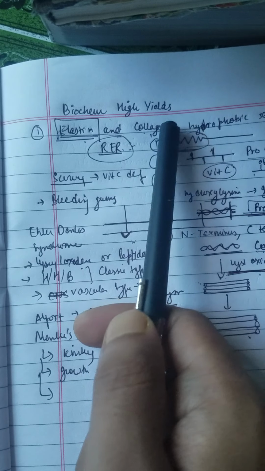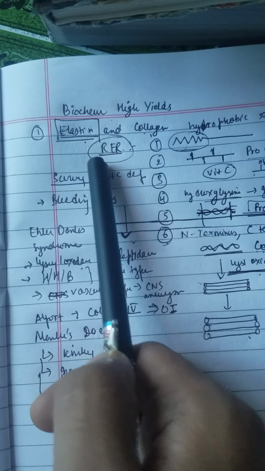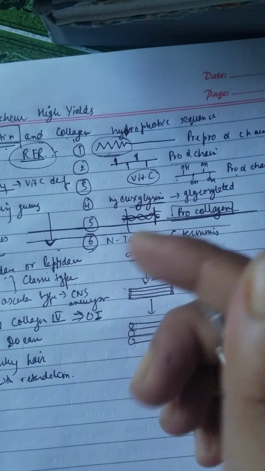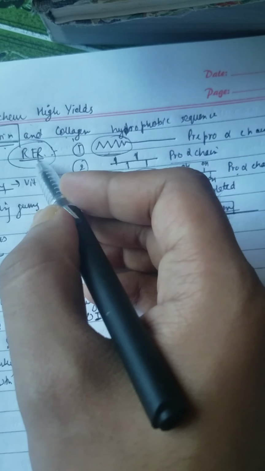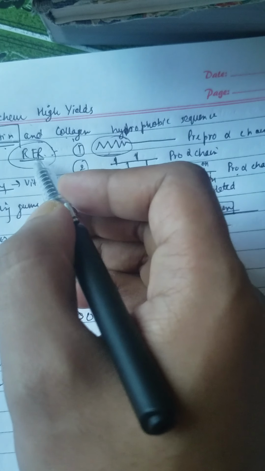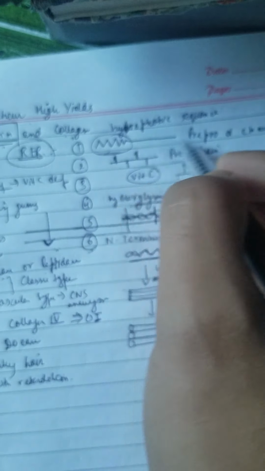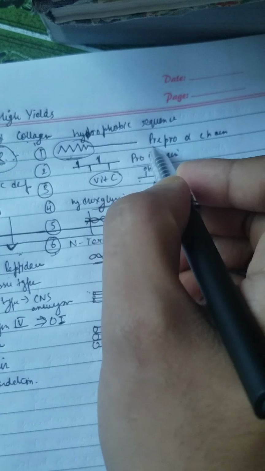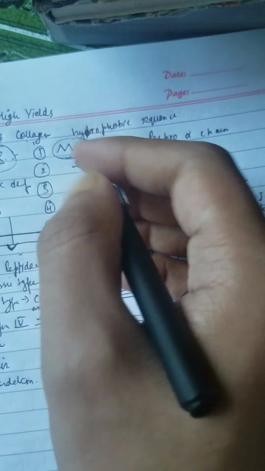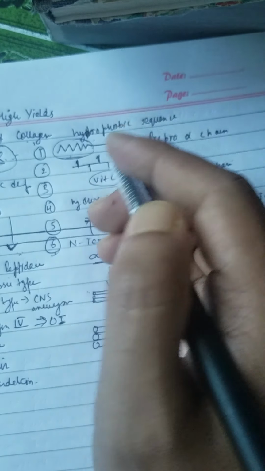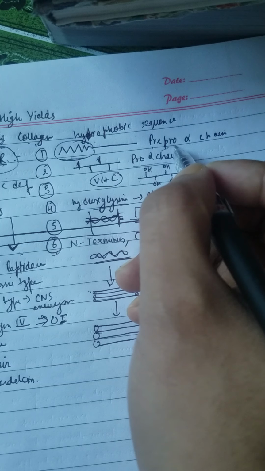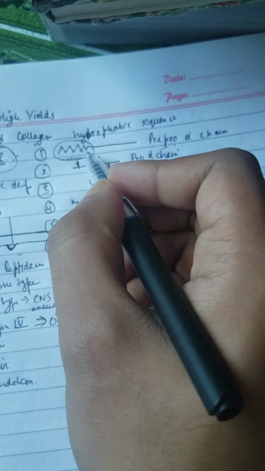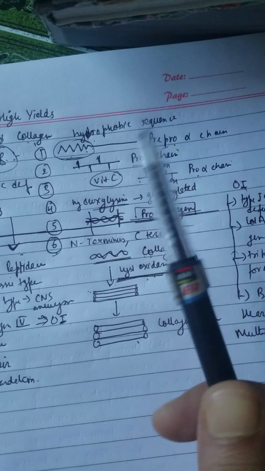The synthesis of collagen occurs in the rough endoplasmic reticulum. From the mRNA, there will be synthesis of the pre-pro alpha chain in the RER. In the pre-pro alpha chain, there is a hydrophobic sequence attached to the pro alpha chain of the collagen, and after the action of peptidases, this hydrophobic sequence is removed, which results in the formation of the pro alpha chain.